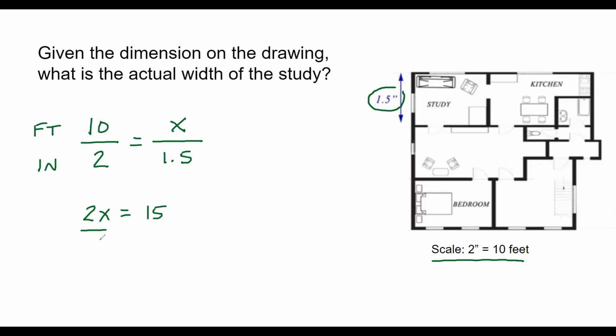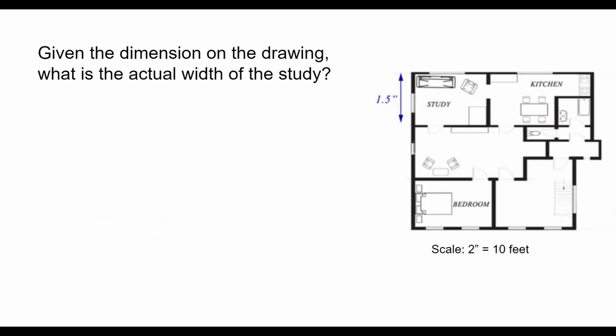Now, just as we did a moment ago, we're going to divide both sides by 2. Because X is being multiplied by 2, we want to cancel that out. And X is going to be equal to 15 divided by 2, which is 7.5. Once again, that is feet, because we were solving for the number of feet. Okay, let's take a look at our next example.